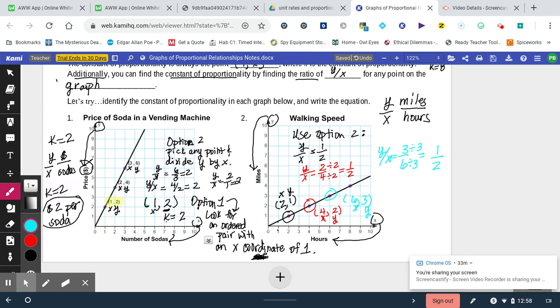1/2. Okay. If I were to work that last one right here, I would also get 1/2. I'm not going to work it though, because I think you all get the idea of what I'm talking about. So I know K is equal to 1/2.